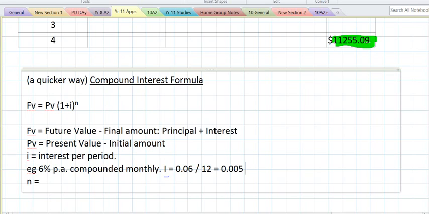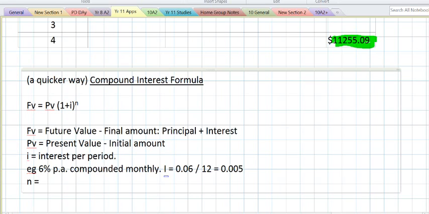If it was 6% compounded half yearly, then the interest would be 0.03, because it would be 6% for the whole year, but each half is 3% effectively. And I know this is confusing because it's different to simple interest. That's why we use different letters. In simple interest we use R for rate, but I here is the interest per period.